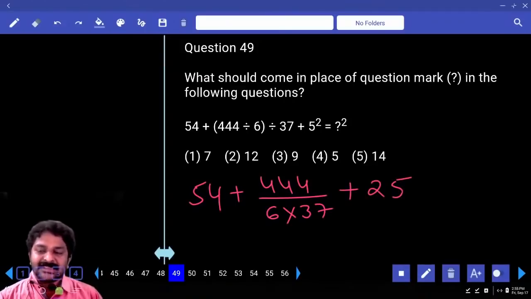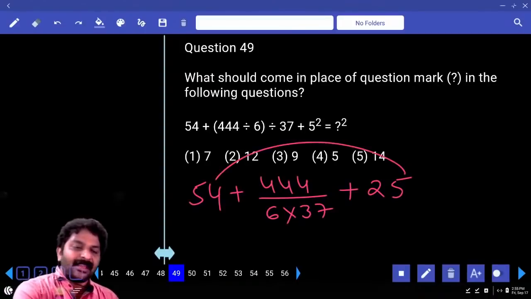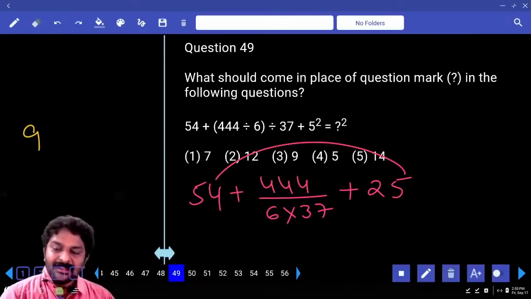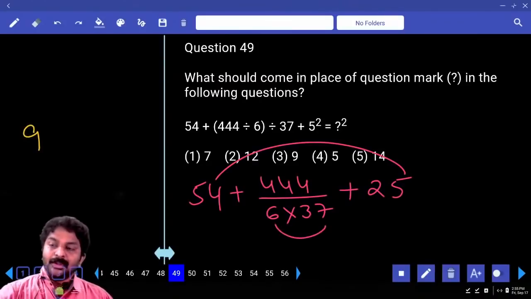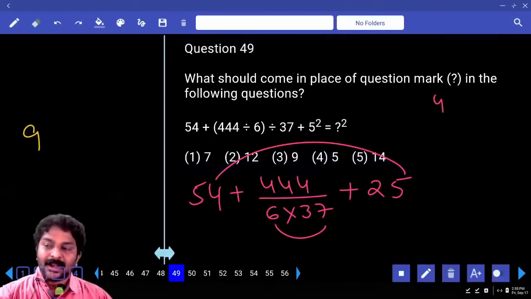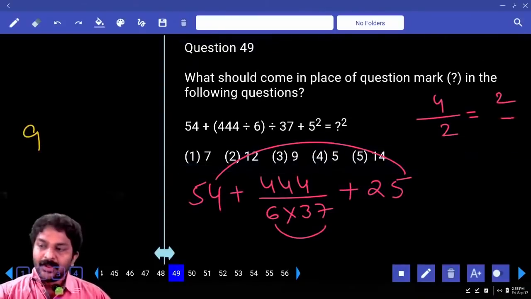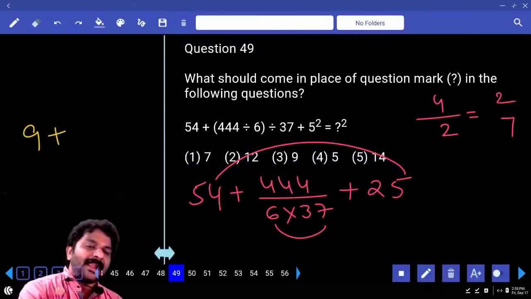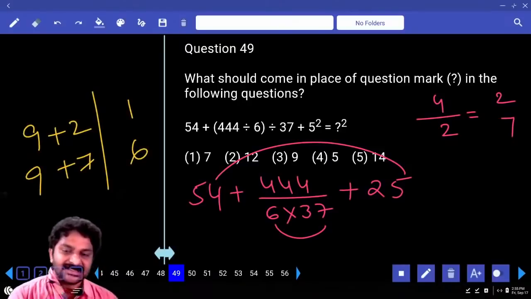Shall we go for last digit verification? We'll see that. 4 plus 5 ends with 9. Denominator 6 into 7 ends with 2. So your numerator is 4 and denominator is 2. 2 into which number ends with 4? Either 2 or 7. So you may add either 2 or 7. Then it ends with 1. 9 plus 7 ends with 6.